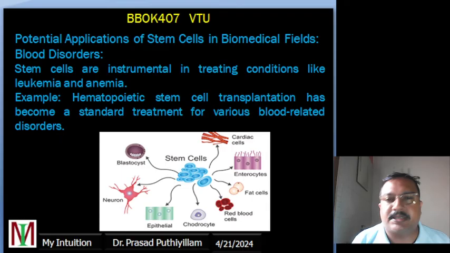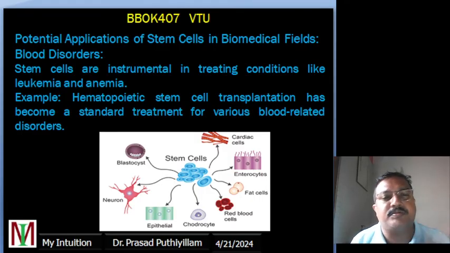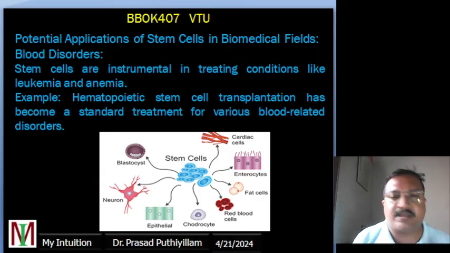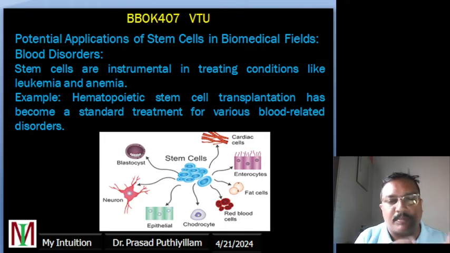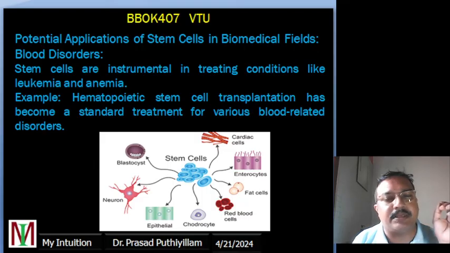Then another example application is blood disorders. Blood disorders arise due to malfunctioning or insufficient blood cell production. We call it a blood disorder. So the stem cells, particularly the hematopoietic stem cells found in the bone marrow, can be a source for healthy blood cell generation.